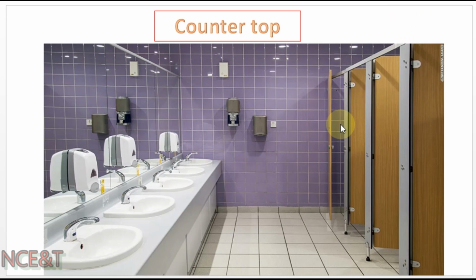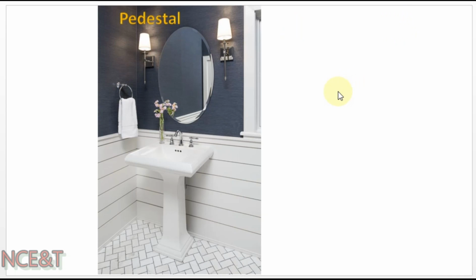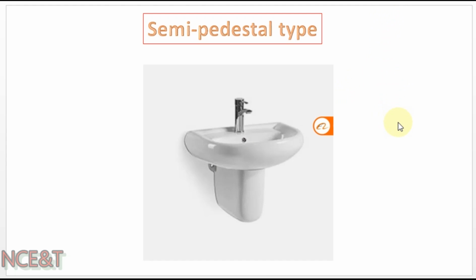The second type of wash basin is countertop. These are fixed from the top of the counter, and these are also used in public toilets. The third type is very common and used normally in all houses. This is with the pedestal. And the fourth type of wash basin is semi-pedestal that is generally used in offices.